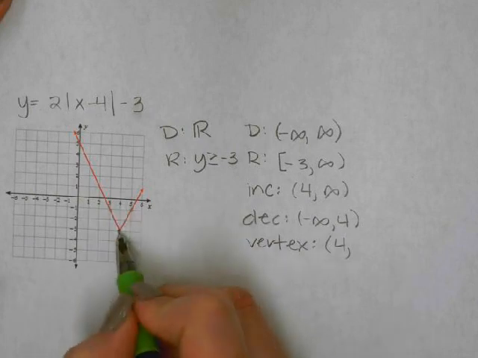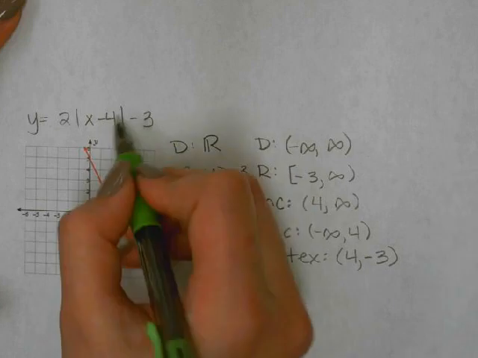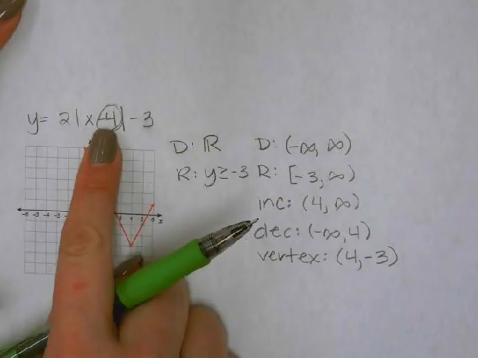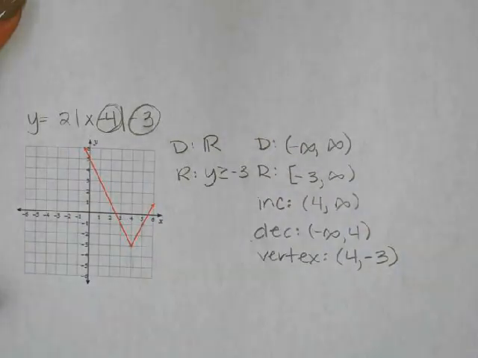If I look at the other picture, again, I have a vertex with an x-coordinate of 4. And then this time the y-coordinate of the vertex is -3. And again, we can see those in the equation itself. So the opposite of that number, and then this number exactly.